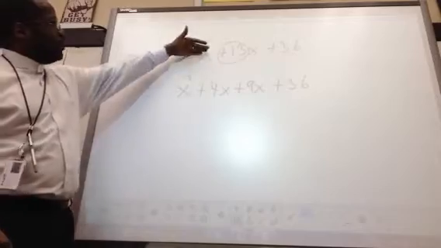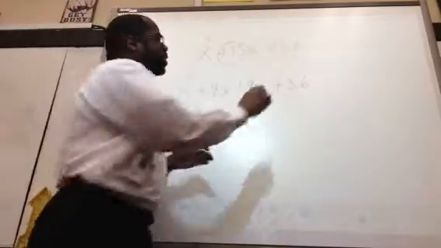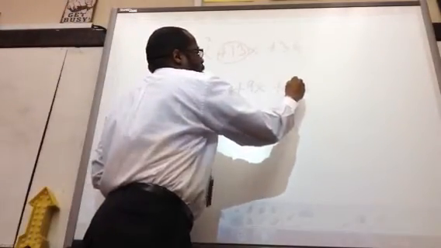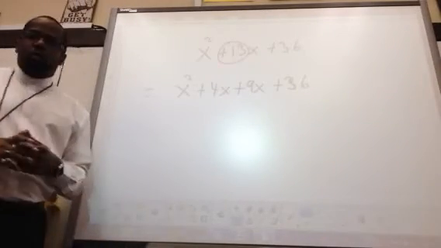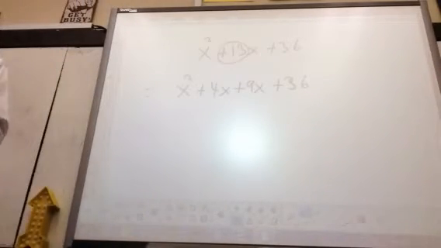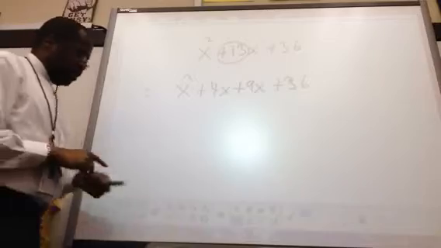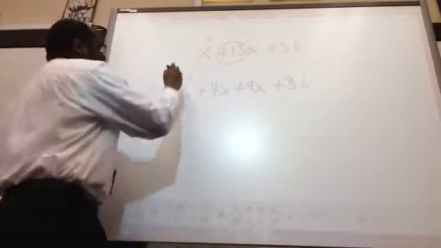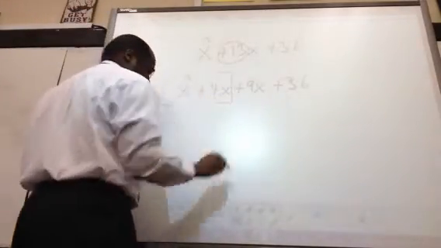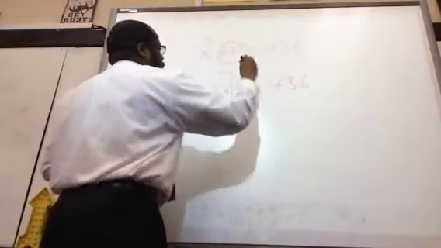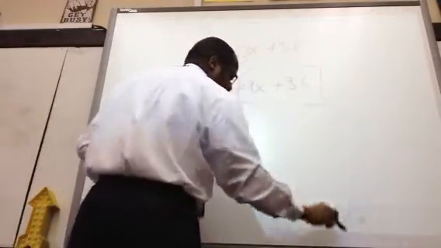We have dropped down the x squared and the 36. That is a 3, by the way. All right. Now, what we're going to do, we're going to factor by grouping. Let's group the first two together, and then we will group the last two together.